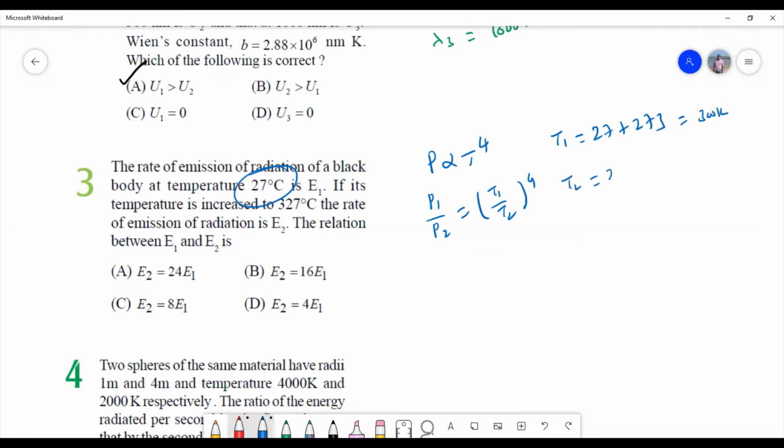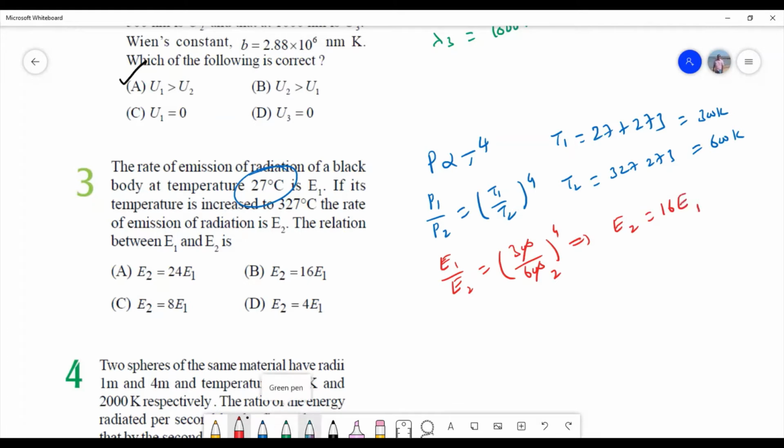Similarly, temperature 327 plus 273 is nothing but 600 Kelvin. Now let us substitute. So E1 upon E2 is equal to (300 by 600) whole power 4. This will go by 2 times, which implies E2 is equal to 16 E1.